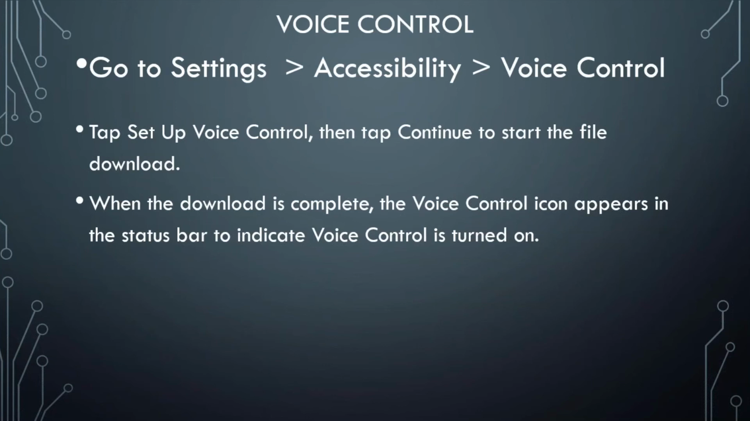Another option for controlling your device would be voice control. We talked a little bit about that with Siri, but you don't necessarily have to even use Siri to use the voice control options. So you can go to Settings, Accessibility, and Voice Control. You tap Set up Voice Control and then tap Continue to start the file download. So once you do that, it's going to download a special part of the app, and it's going to add that feature in after you've enabled it. So you do need to be hooked up to the internet whenever you do that, otherwise it's not going to be able to download it. Once the download is complete, the voice control icon will appear in the status bar to indicate voice control is turned on. Again, that is separate from Siri, and that's why it is a separate download.